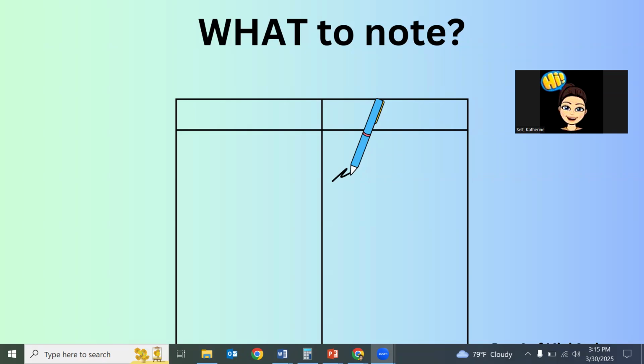This time, part three of our series on what to note. We've talked a lot about using two-column notes to help us organize information, but sometimes it's hard to know what to actually put in those notes.